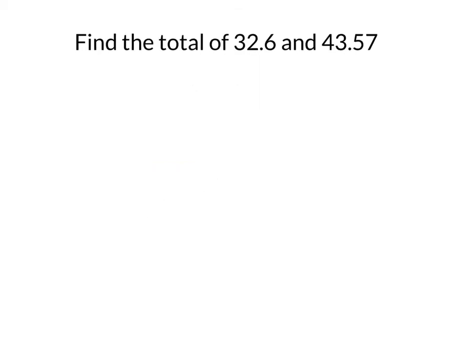Okay, so here we want to find the total of 32.6 and 43.57. So 32.6 and 43.57. Important features to notice here: my tens column, my units column, my decimal point and my tenths column are aligned, but we'll hopefully notice a gap here.